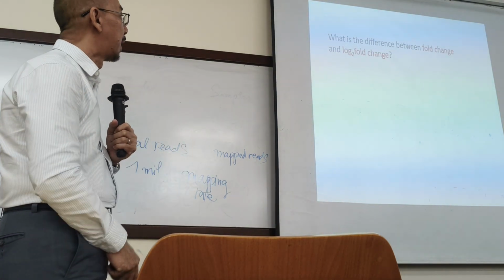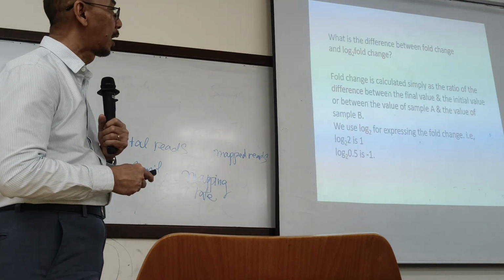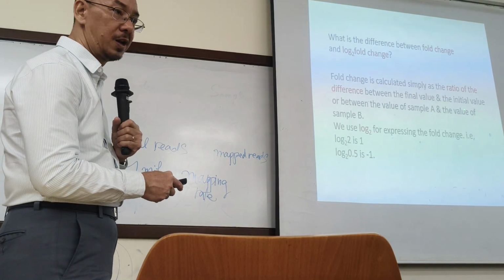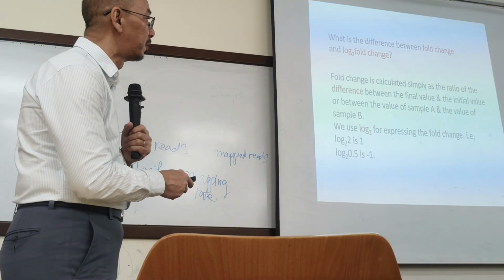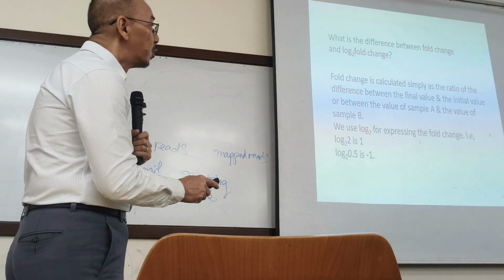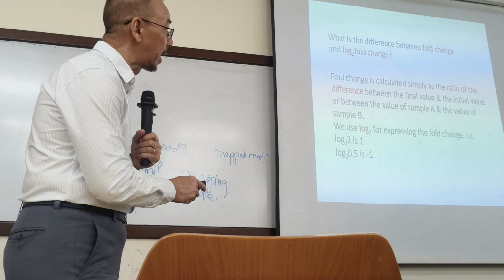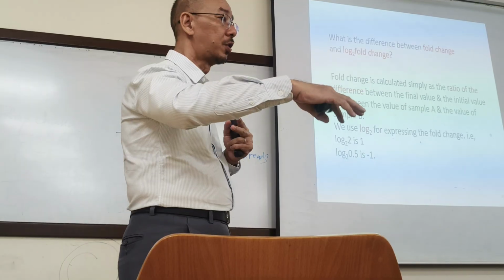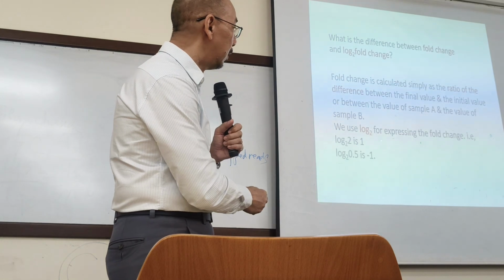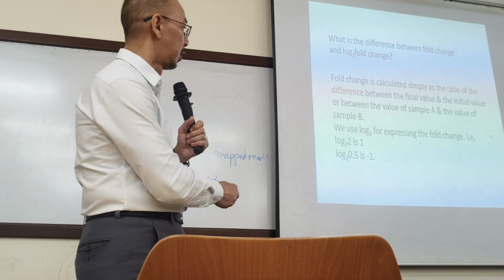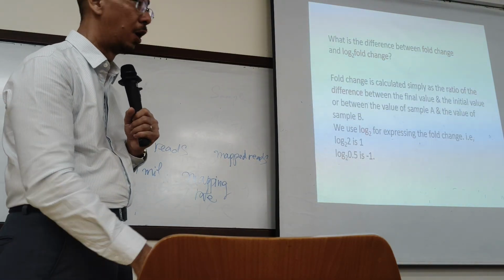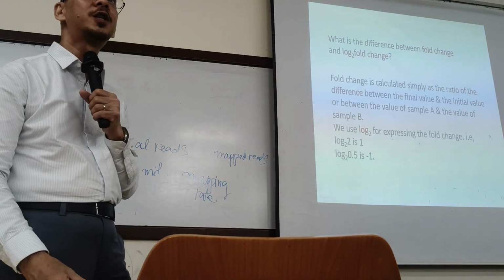The first one is about fold change. Fold change calculates the ratio of the difference between the final value and initial value, or between the value of sample A and value of sample B. Okay? If you study only one sample, you look at the final value compared with the initial value. In case you compare two samples, you take log 2 of the expression fold change. Log 2 of 2 equals 1 and log 2 of 0.5 equals minus 1. I already explained the log 2 fold change.